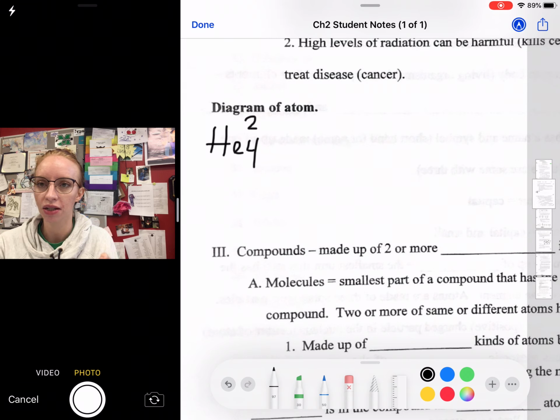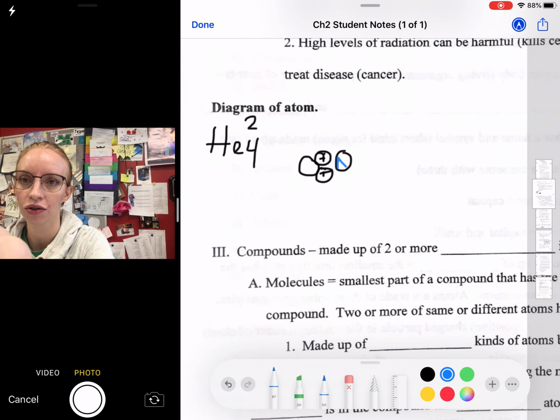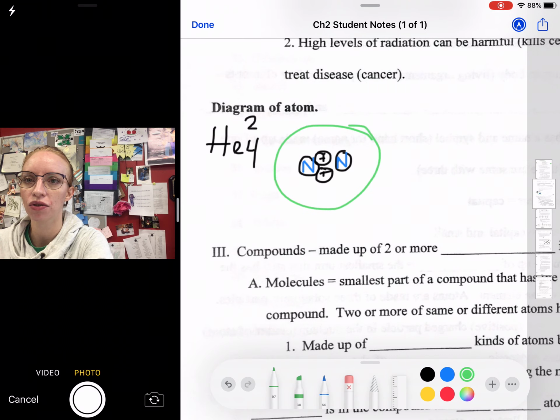The atomic number tells me it has 2 protons, and the atomic mass tells me that if you take 4, subtract 2, it will also have 2 neutrons. So you will have 2 positive charges in your nucleus, and you will also have 2 neutral neutrons in your nucleus as well. And then spinning around the outside of that, you will have electrons.